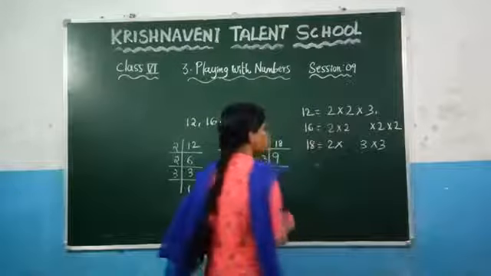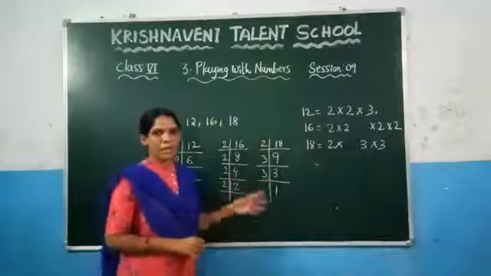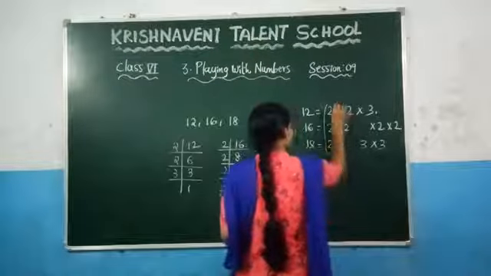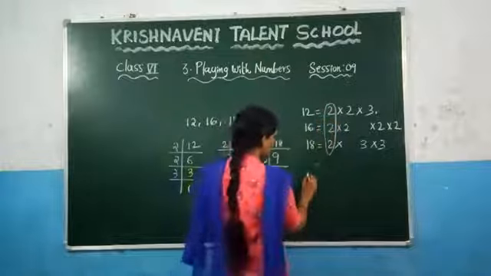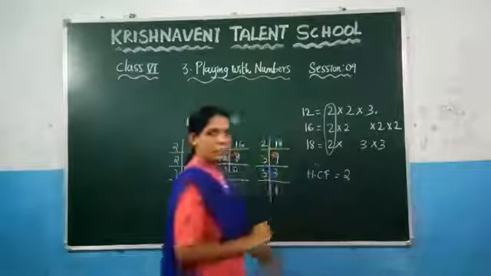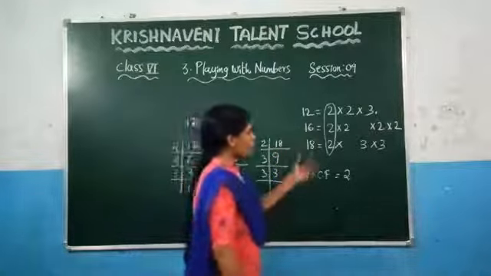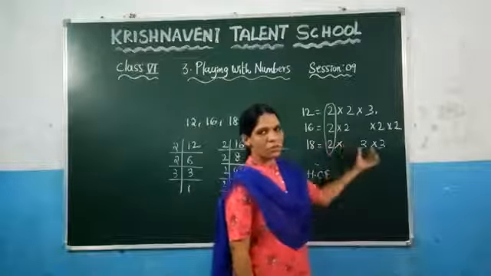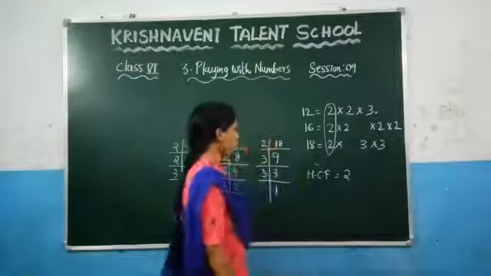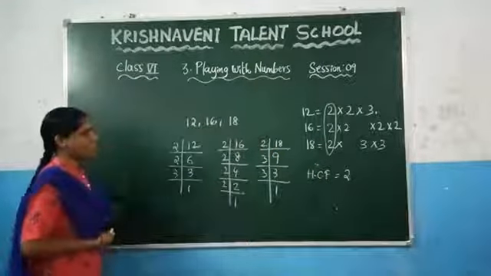Here you need to check what is the common factor among these numbers. Here you can observe that 2 is the common factor, right? So what is the HCF of these three numbers? It is 2. Like this you need to find. If you have more than one common factor, you need to multiply those common factors so that you will get the HCF. Now this is about the prime factorization method.